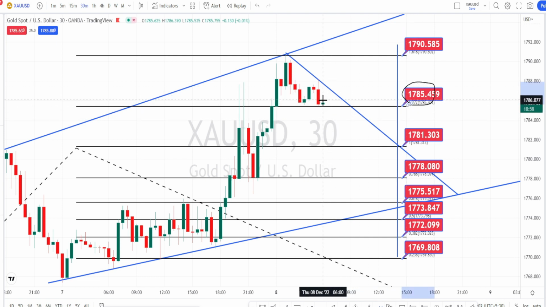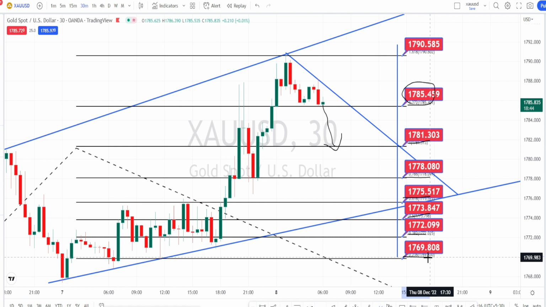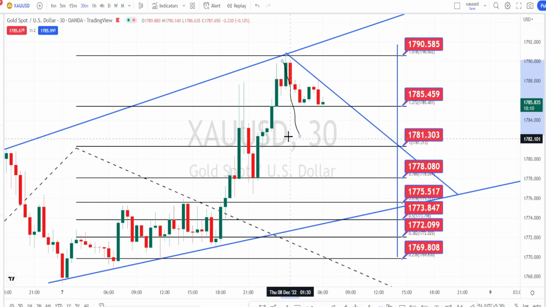1785. Once this support level is broken, next level of support is going to be around 1781, 1778, 1775, 1773, 1772 and 1769. And if the price action breaks this trend line or the resistance line, next level of resistance is going to be around 1719. For now, the current trend of the price action in 30 minutes time frame is on a bearish side retracement.